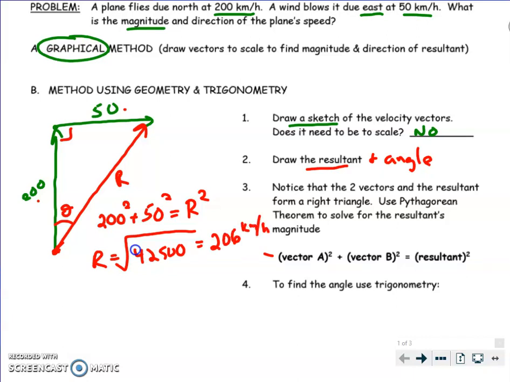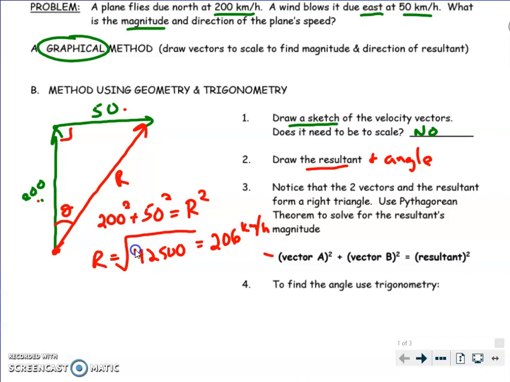So let's make sure we understand what that 206 is telling us. It is the vector sum of 200 plus 50 when they're at right angles to each other. If I had 250 like this, then they'd add up to 250. But the wind is not blowing in our direction, it's blowing across us. So the plane is going to move at that speed. That's the sum of those two.